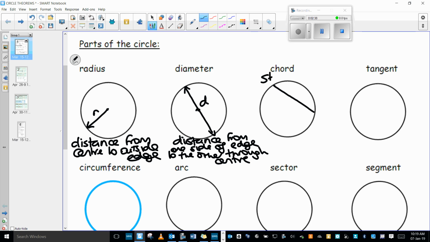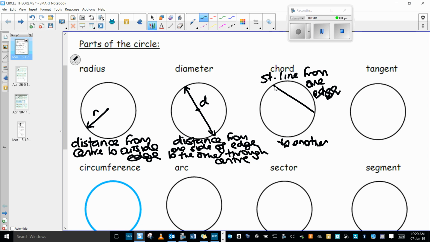Without going through the middle? Well, this is what I'm going to have a discussion about now. From one edge to another. So Emma just said it can't go through the centre. Yes, it can go through the centre. If it went through the centre, what would it be called?